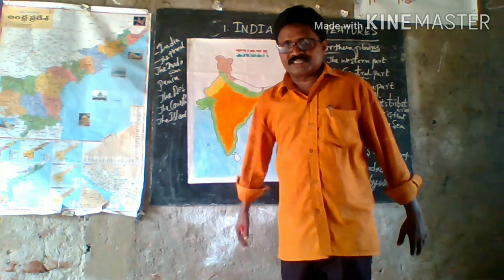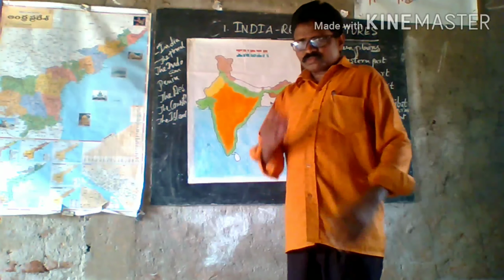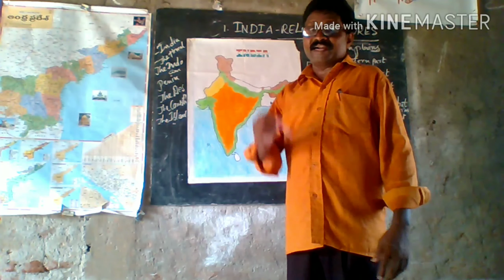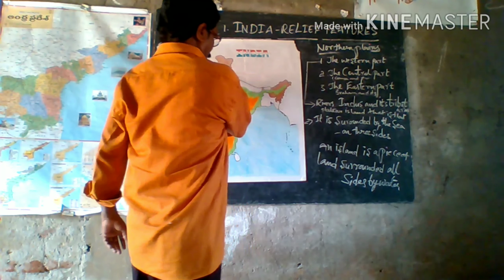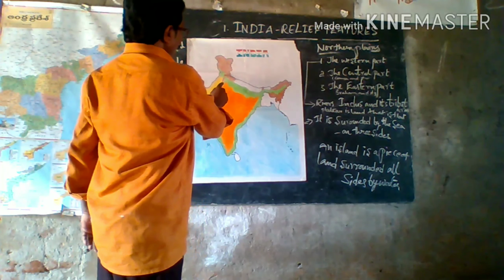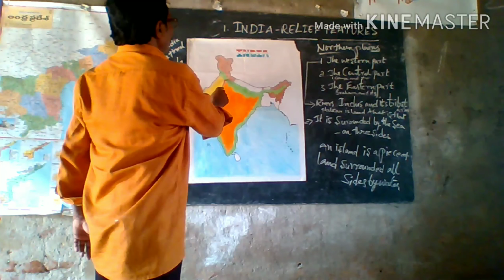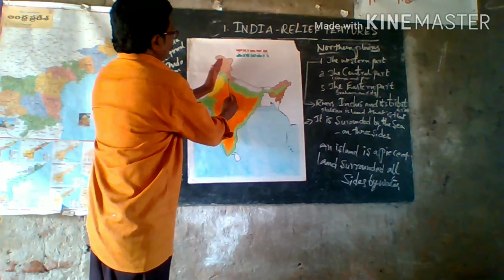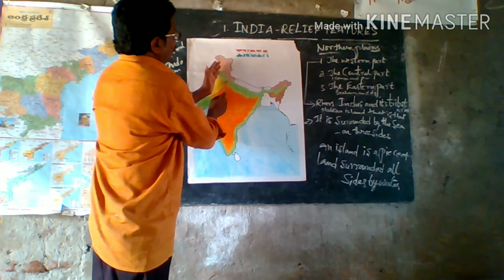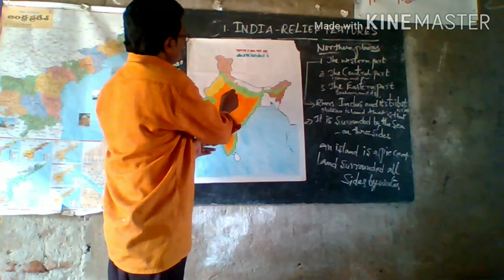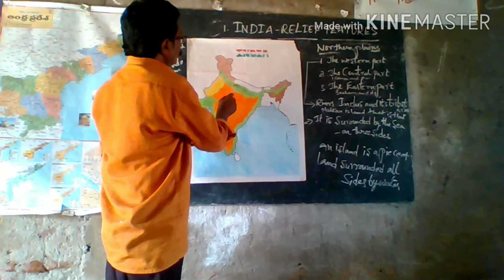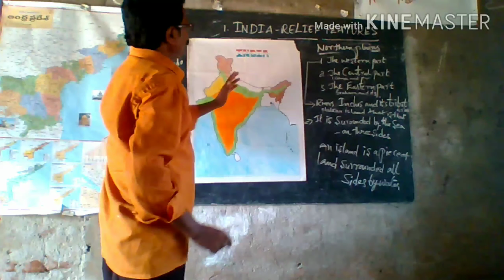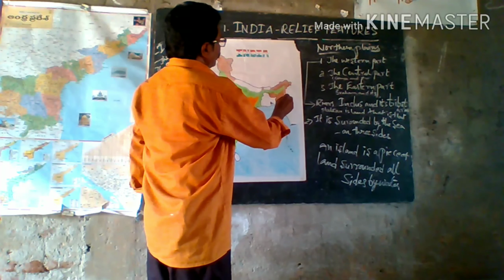Now we will learn about the northern plains. The northern plains can be divided into three parts. What are they? This is the western part of the northern plains, situated on the western side. This is the central part of the northern plains, the middle part. And the eastern part of the northern plains.